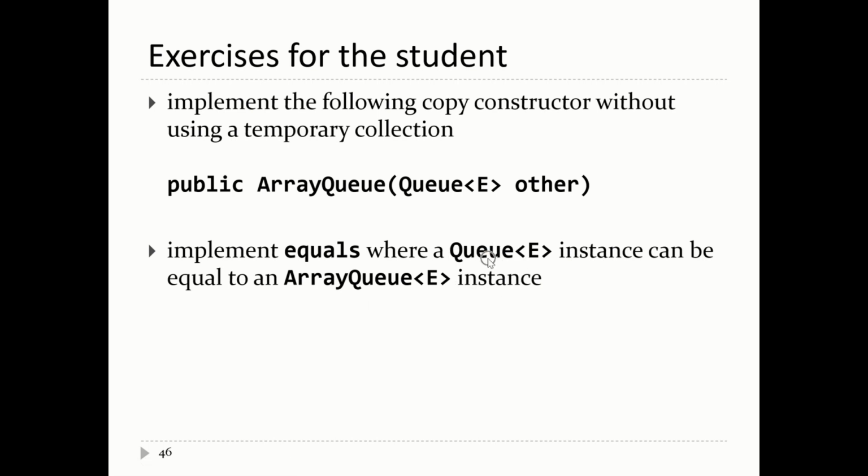But similarly in equals, it's probably useful to determine if this array queue is equal to another queue, instead of another array queue. Again, the problem that you run into is that you don't know how the other queue is implemented. You don't know if there's an array in there, a list in there, or a linked sequence of nodes. So when you implement these two things, you have to only use the queue interface to implement these methods. These are worth thinking about, how you might solve this problem.